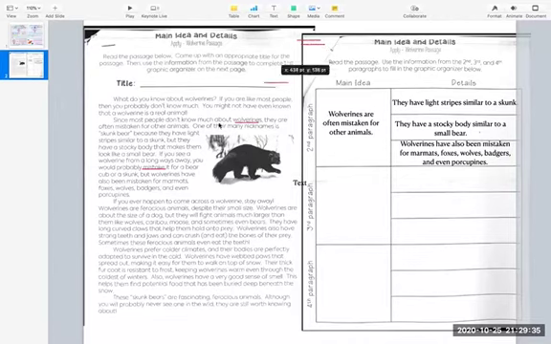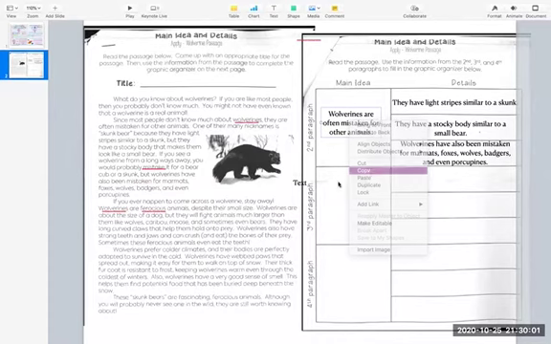Okay, again, the passage talks about Wolverines. And this paragraph says ferocious a lot. It talks a lot about how mean they are. So I think a great main idea statement for this paragraph would be simply Wolverines are ferocious animals. Whoops, it's not going to let me. I'm going to have to copy paste.